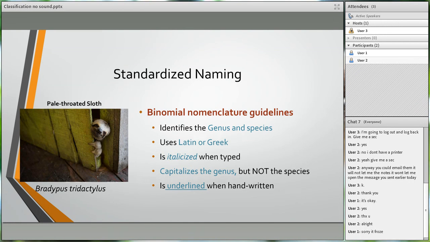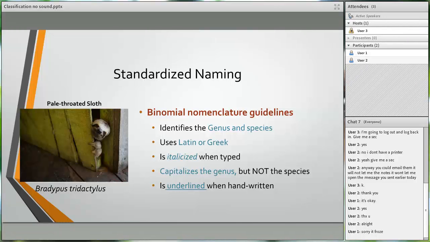So an example, I have another example, sorry. So these are the guidelines. We said it's the genus and the species. They're in Latin or Greek. We italicize them when we type them. We underline them when we write them by hand. And always we capitalize the genus, and then the species is in all lowercase.